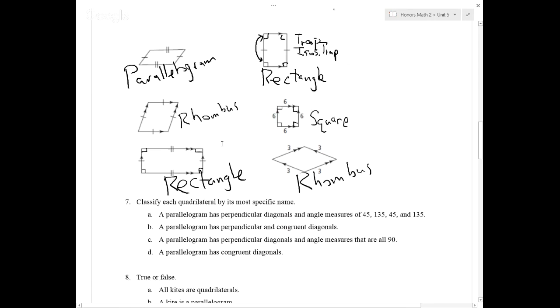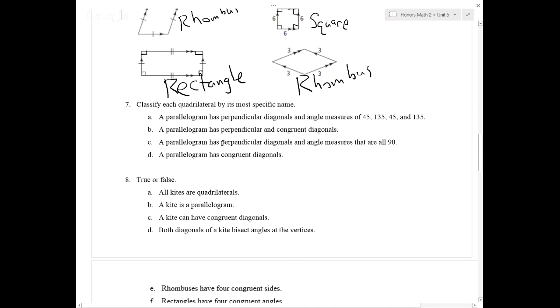All right, moving on. A parallelogram has perpendicular diagonals and angle measures that are 45, 135, 45, 135. So let's check out what we got here. We know it's a parallelogram, so we got that much as true. Now, perpendicular diagonals tell us it's a rhombus. Angle measures of 45, 135, 45, 135 don't really help about the fact it's a rhombus. We already know that qualifies.